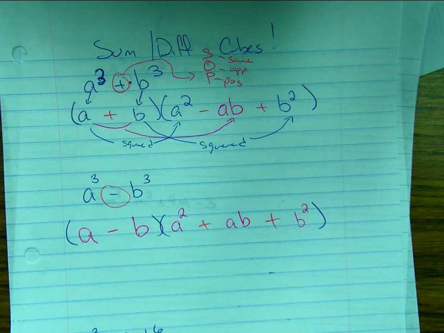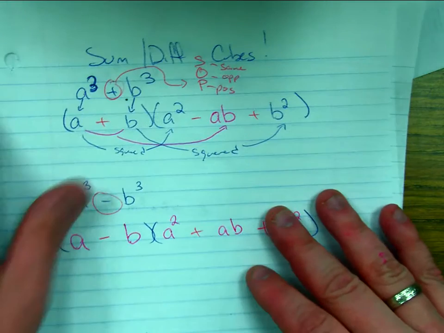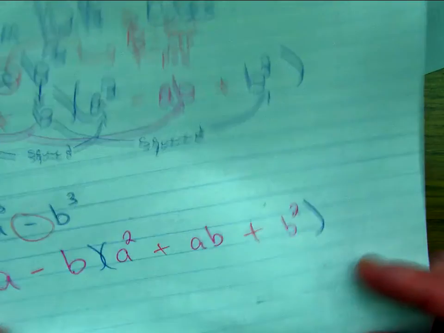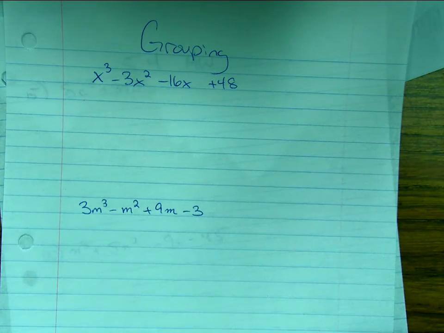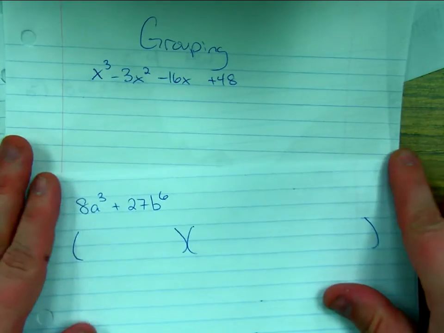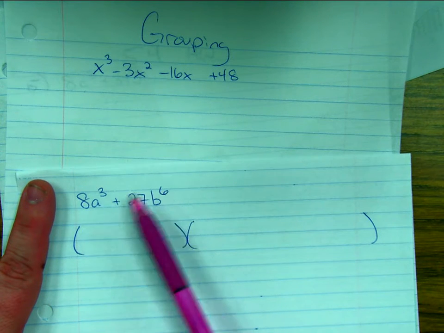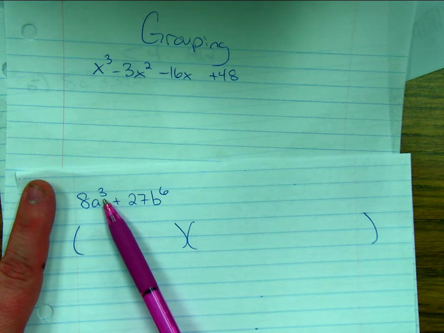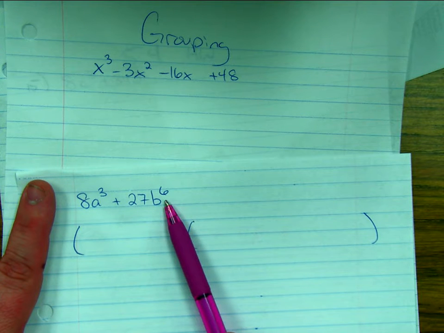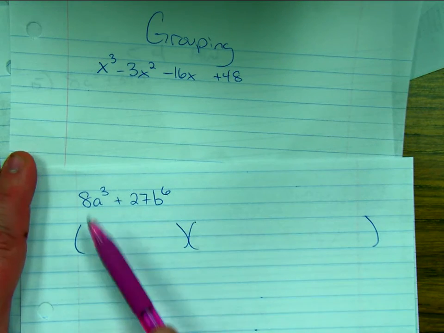But of course, it's not always just going to be simple A and B. We get a little more complex. All you have to do is check and say to yourself, hey, is that a perfect cube? The letters are perfect cubes if the power is divisible by 3. Is 3 divisible by 3? Sure. Is 6 divisible by 3? Sure. So those are both perfect cubes.